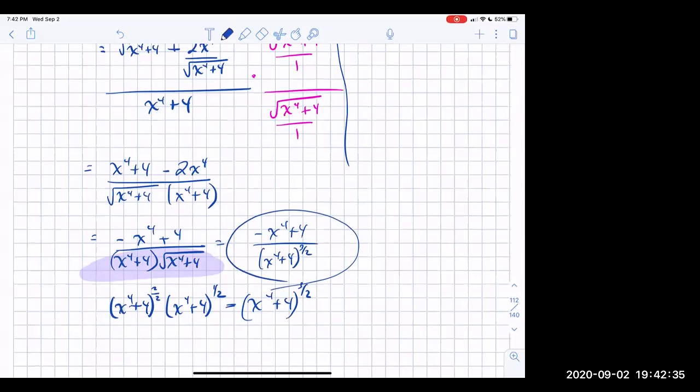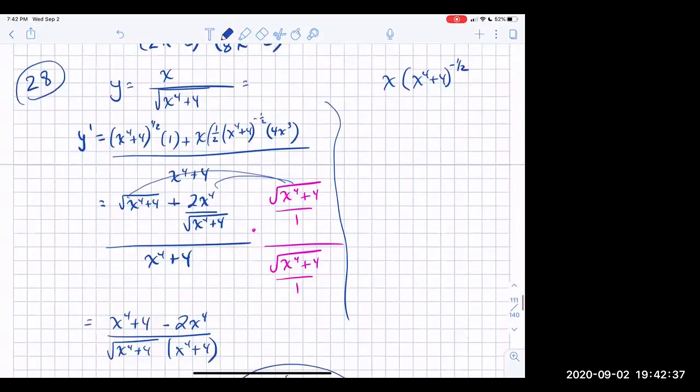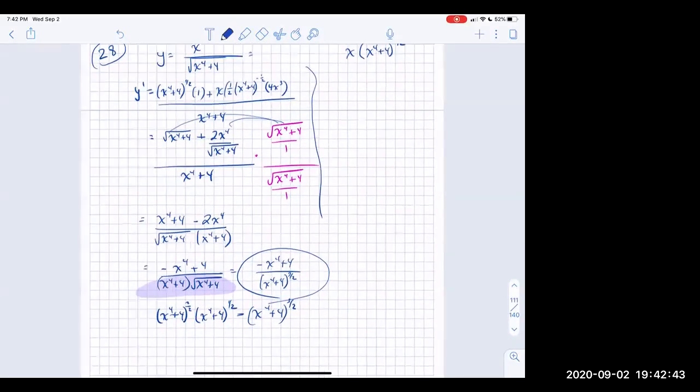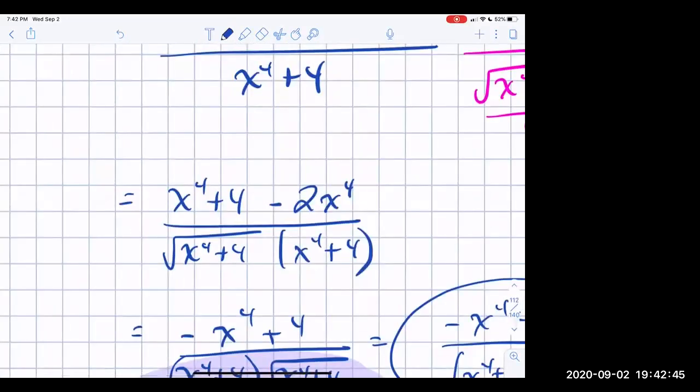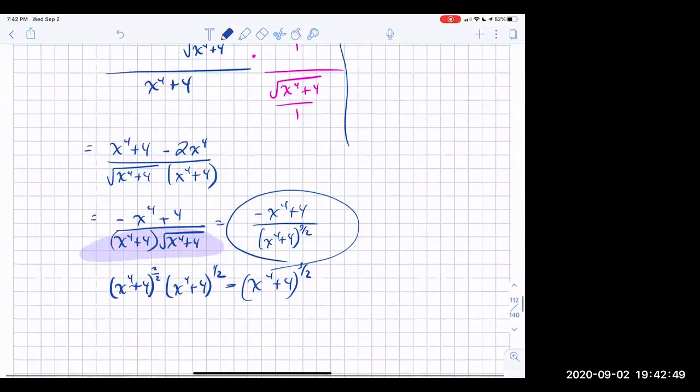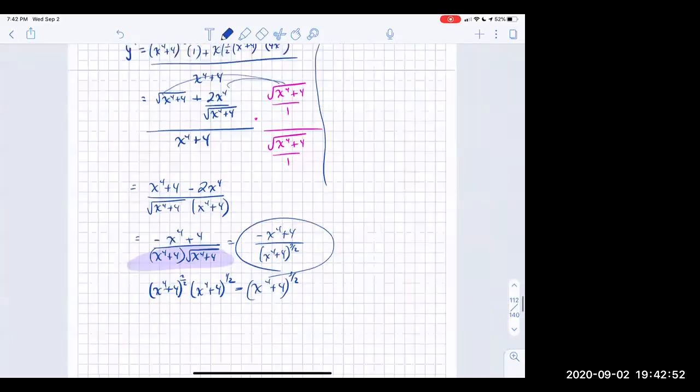Okay? You can do it the other way. Huh? Where did you go? 1 minus 2 is negative 1. Oh, yeah. Okay. We good with all of that?